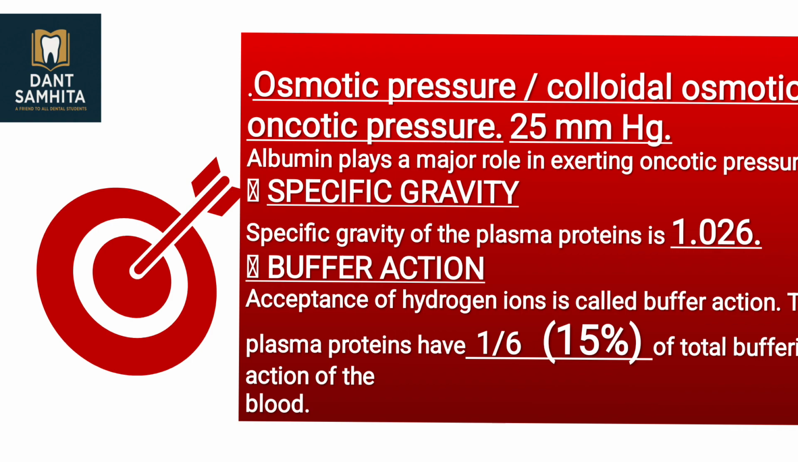The specific gravity is 1.026 and your buffer action is 0.15, that is 15%, that is 1/6 of the total buffering action of the blood. These three things have to be clearly remembered: the osmotic pressure 25 mmHg, specific gravity 1.026 and the buffer action is 1/6, that is 15% of your total blood buffering capacity.